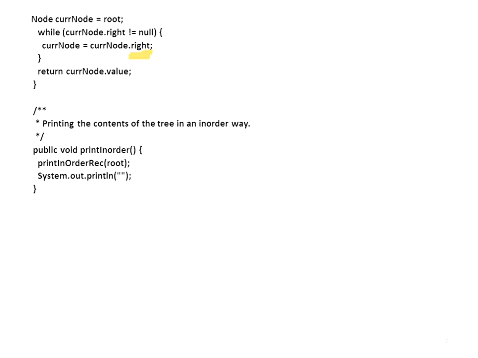Now, you know that we have three types of traversals: in order, pre-order, and post-order. In order traversal, the left subtree of the given node is visited first. Then the value at the given node is printed, and then the right subtree of the given node is visited. This process is applied recursively on all the nodes in the tree until either the left subtree is empty or the right subtree is empty.